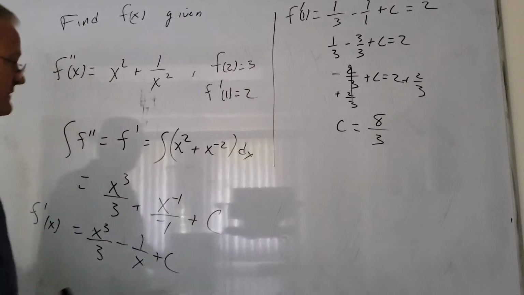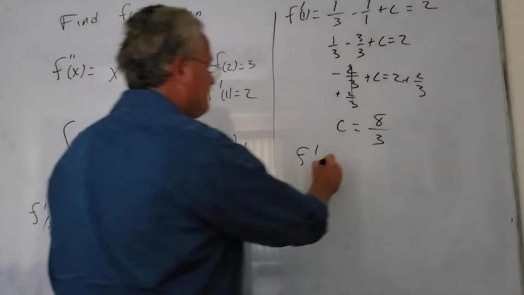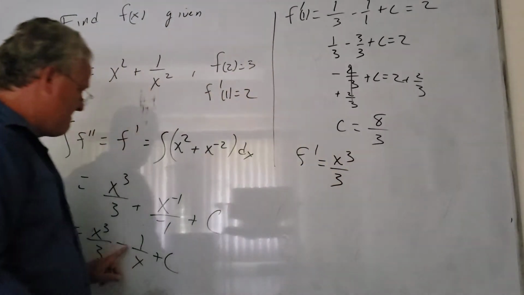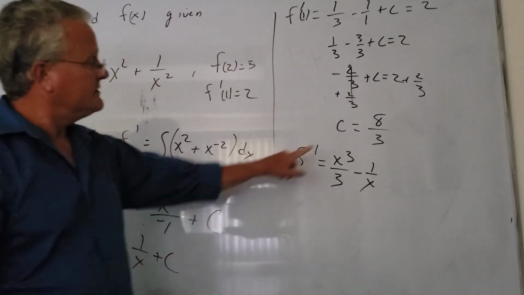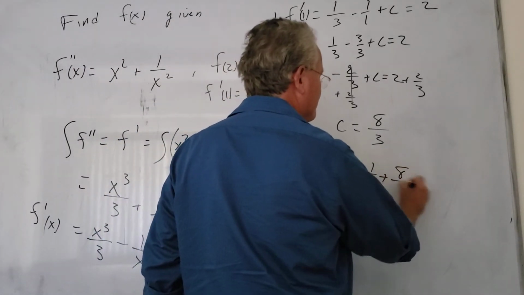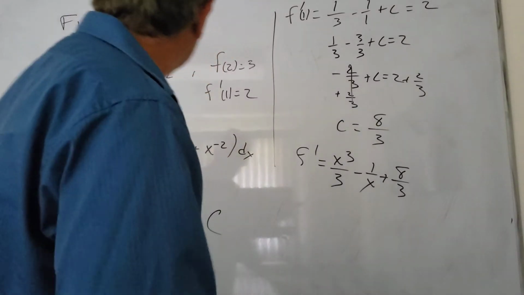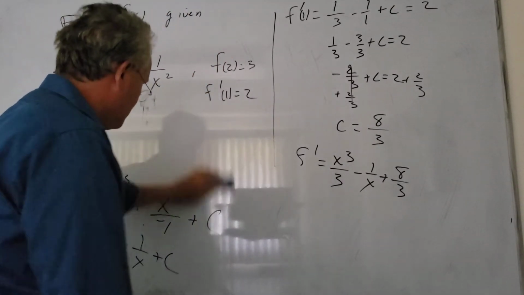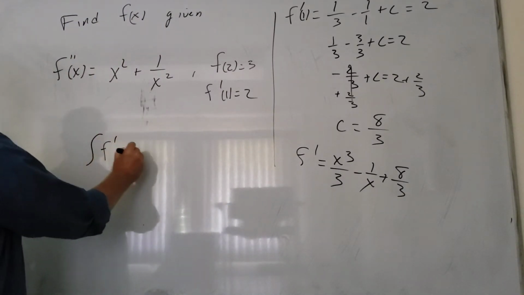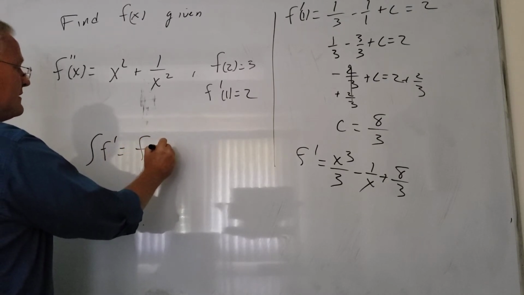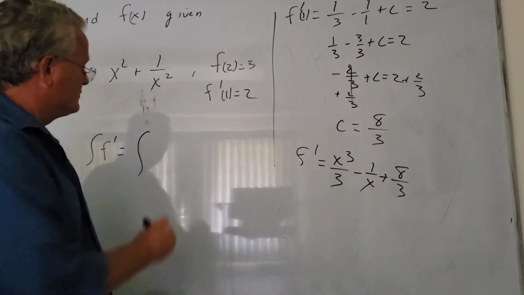So the first derivative is x cubed over 3 minus 1 over x plus our constant, but our constant is 8/3. Now, if I integrate our first derivative, we're going to get our function f. So let me erase this. So the integral of the first derivative is equal to our function, but let me integrate our first derivative.